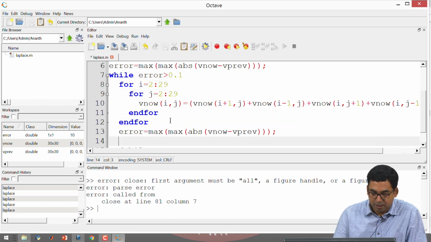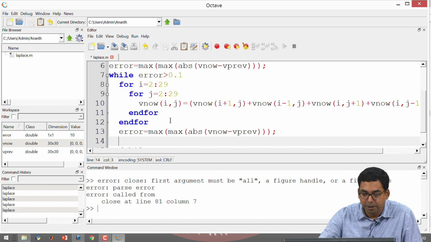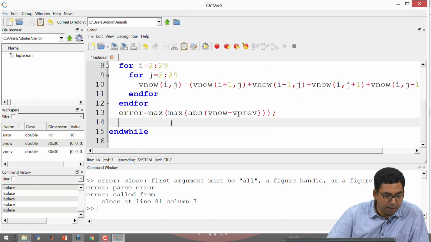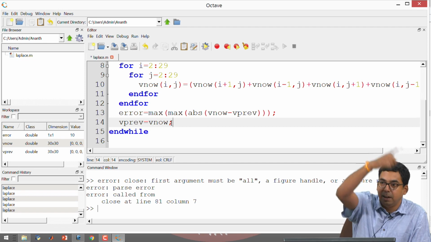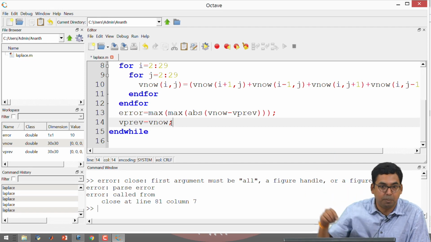So, I am just going to copy and paste line number 6. Okay. Once I do this, it is going to remain within the loop, and I have to give some idea to what the V previous is going to be. So, V previous is now going to become equal to V now, because the next iteration will begin from the top once again, right.